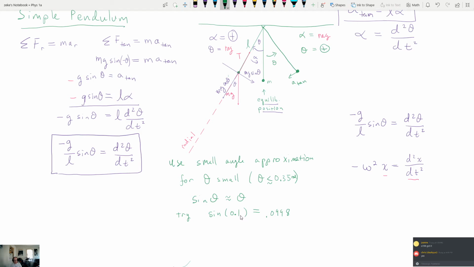If you took Physics 2A, you probably investigated this in a lab in Physics 2A at our school, where there's a pendulum lab, and they tell you to measure the period of the pendulum for various starting angles. So you started at 10 degrees, and you measure the period.